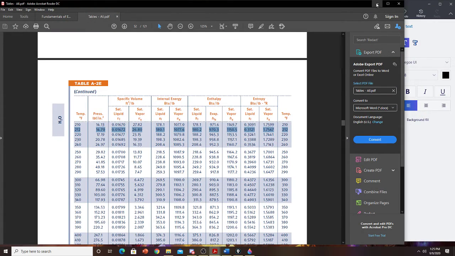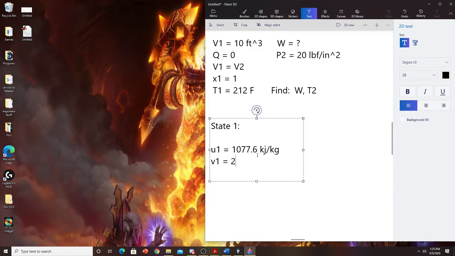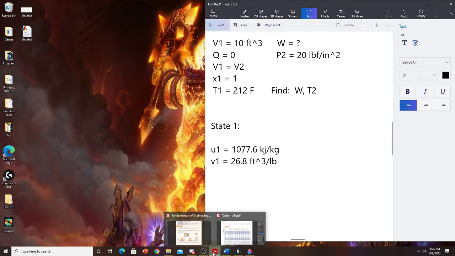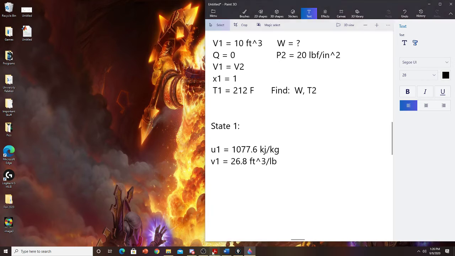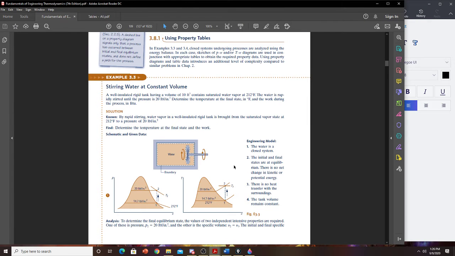All right, cool. 26.8, and this will be in feet cubed per pound. All right. So that is state 1, right? We have found everything that we really need to know about state 1. The other stuff is not as important right now. Not yet. So we've found state 1. Now we need to find a way to lock in state 2. That's our next goal here.